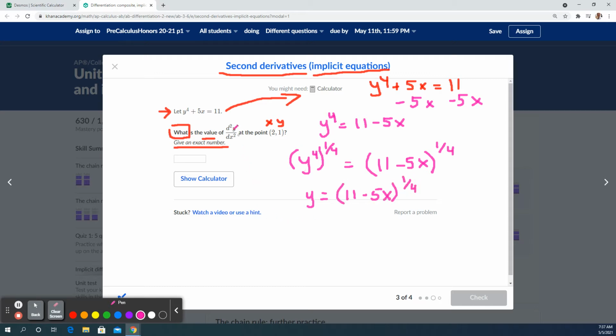All right, so we'll go ahead and do the first derivative with respect to x. dy/dx is equal to the derivative of the outside function, 1/4 times (11 minus 5x). Subtracting 1 from 1/4 leaves negative 3/4. Okay, that's the first derivative. Don't forget the chain rule, so times the derivative of the inside, and a negative 5 pops out of there. Good, almost forgot. So there's our derivative of the outside function times the derivative of the inside function.